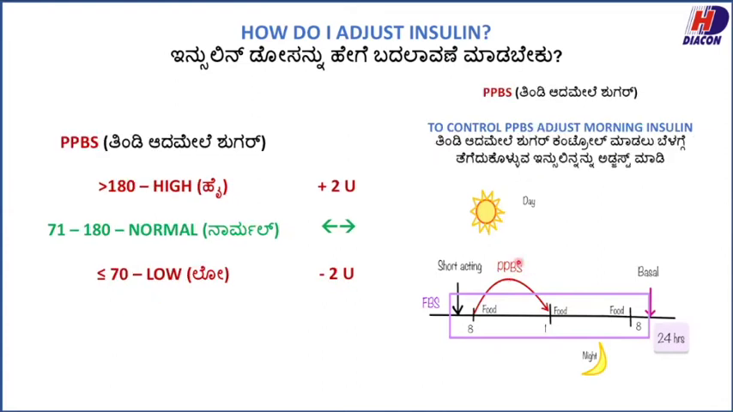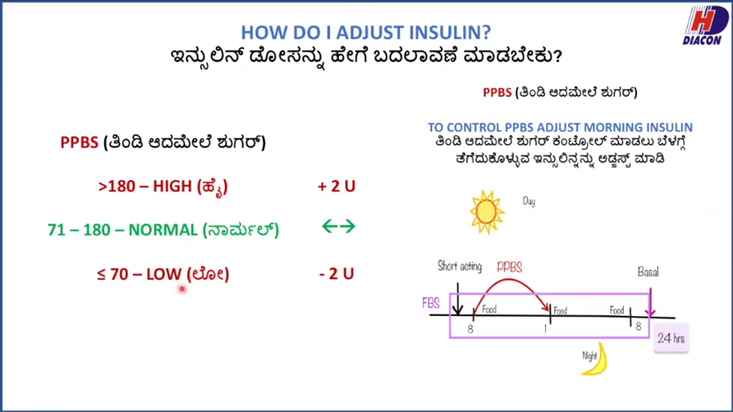To control the post-breakfast blood sugar, we adjust the dose of the morning insulin. So if your PPBS is normal, that means the amount of insulin is sufficient, continue the same dose. If your PPBS is high, let's say it's 200, the amount of insulin you've taken is not enough. So if you're taking, let's say, 10 units of short-acting insulin with breakfast and PPBS is 200, you've already taken the insulin that day, but the next day, increase your insulin dose by 2 units.